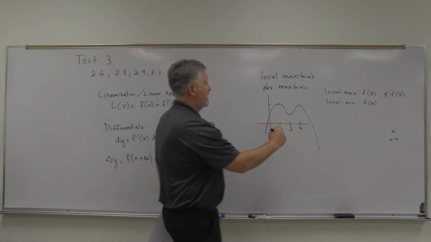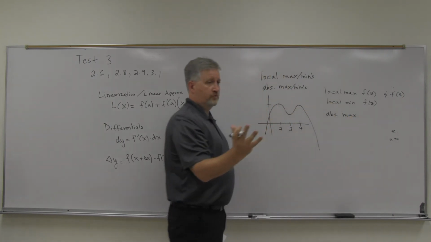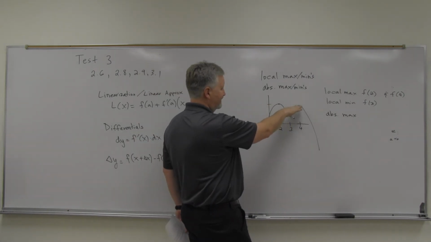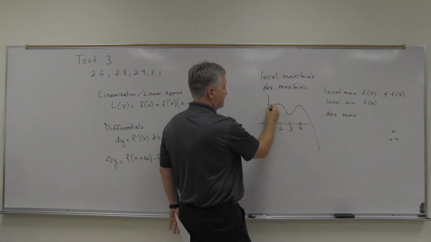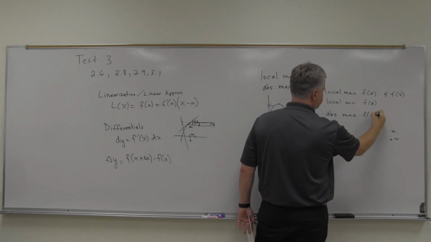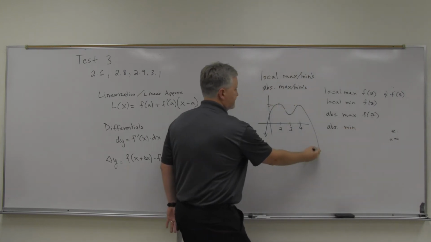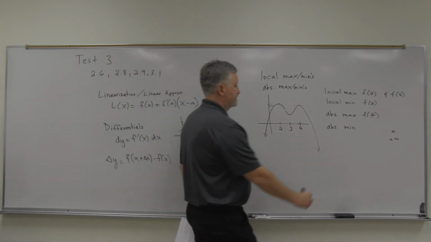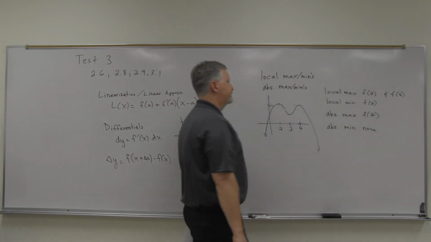But yeah, the absolute max and min, that's the highest of all points, which in this case, on mine, I probably should have made that a little lower, but that's a little higher than this one was. So f of 2 would be your absolute max. Absolute min here, well, since my graph extends both ways down, there's not an absolute lowest point on that.